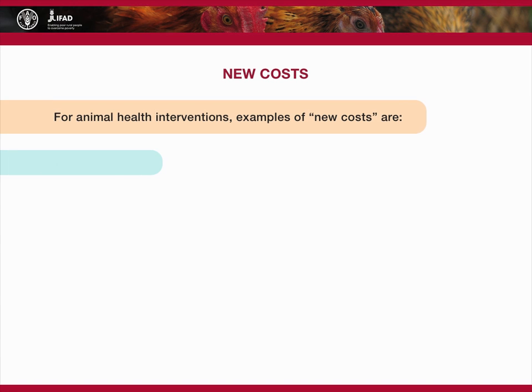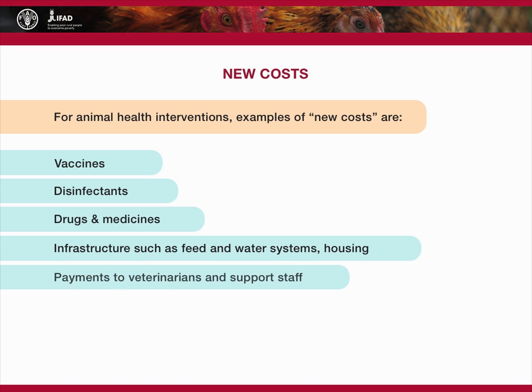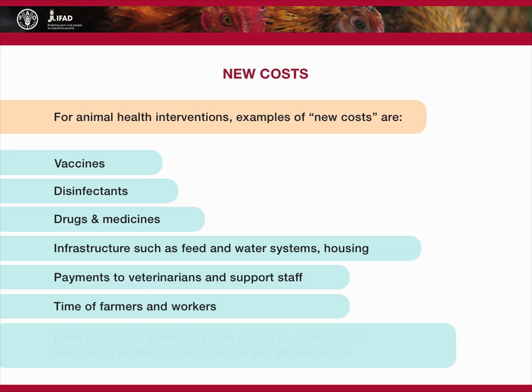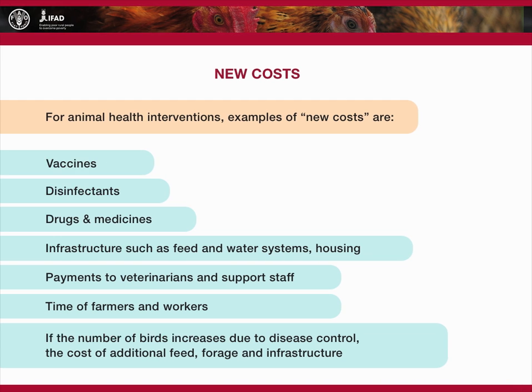They include vaccines, disinfectants, drugs and medicines, infrastructure such as feed and water systems or housing, and payments to veterinarians and support staff. They also include the time of the farmer and his workers, and, if the number of birds increases due to disease control, the cost of additional feed, forage, and infrastructure.